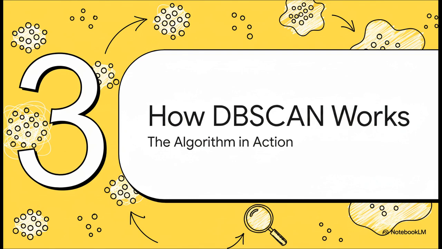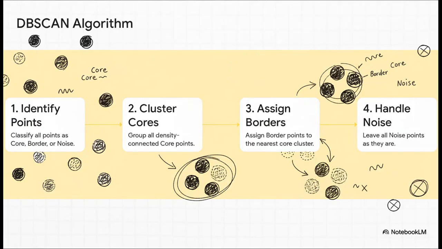Now let's see how this all comes together to build an incredibly powerful clustering process. We're going to walk through the algorithm step by step. The whole process is actually really elegant. First, the algorithm just zips through and classifies every single point: core, border, or noise. Done. Second, it finds a core point that it hasn't visited yet and says, okay, new cluster starts right here.